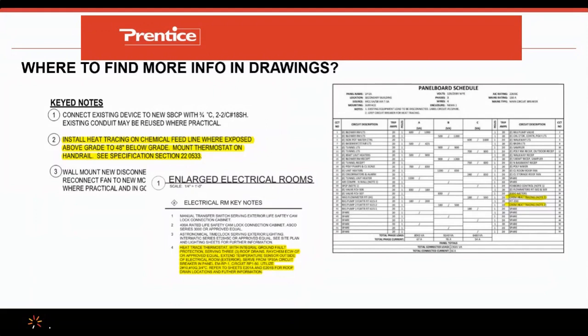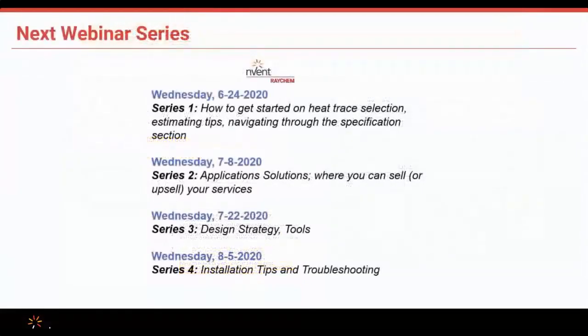The panel board schedule for the electrical contractors, this is a no-brainer. You guys are always looking at these schedules. Sometimes engineers do a great job of putting out and highlighting where they're putting their electrical connections for heat trace. However, in most applications, most instances, I find this is missed. And it's definitely missed to call out for a ground fault breaker. So those are, again, things that you have to keep track of on every project.